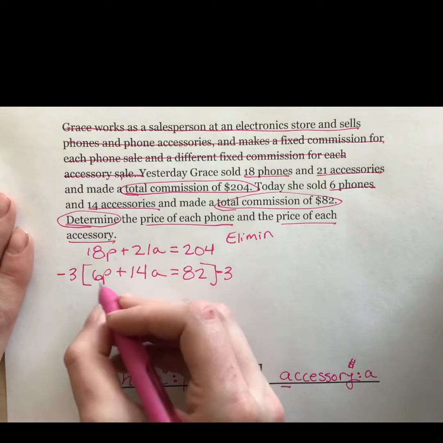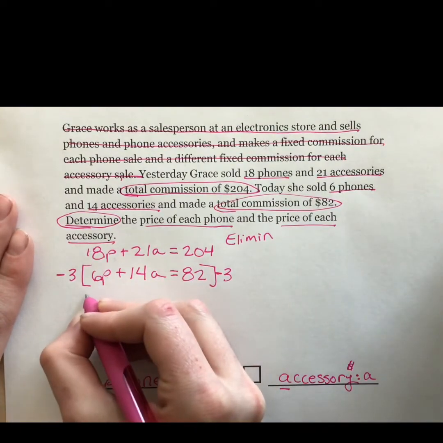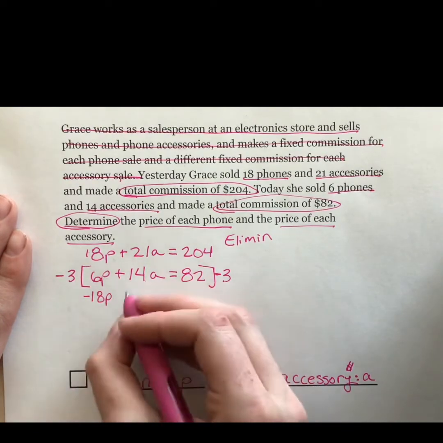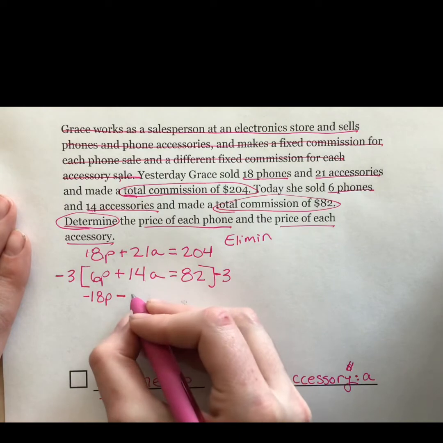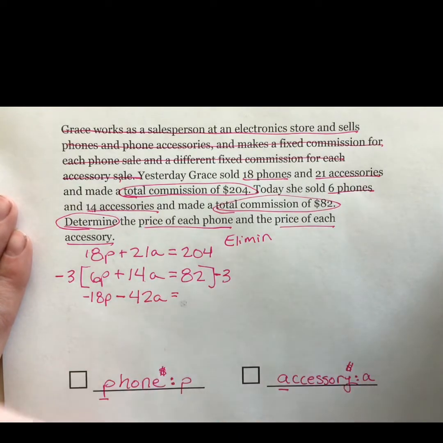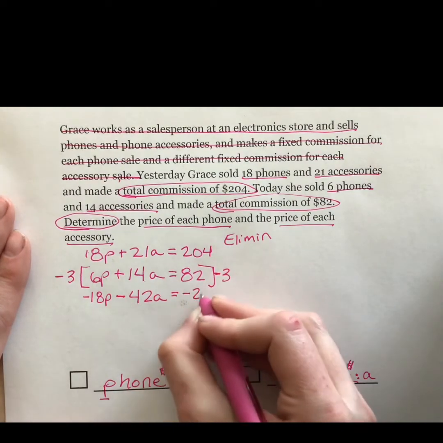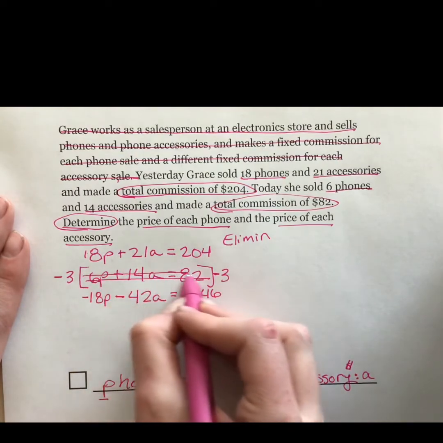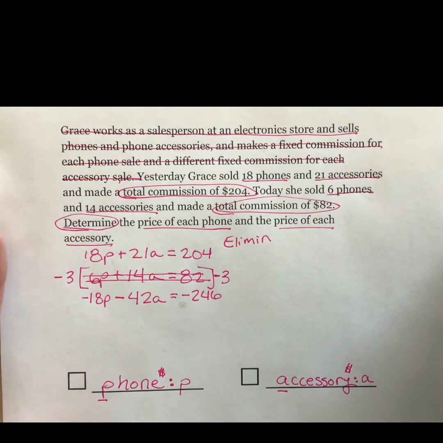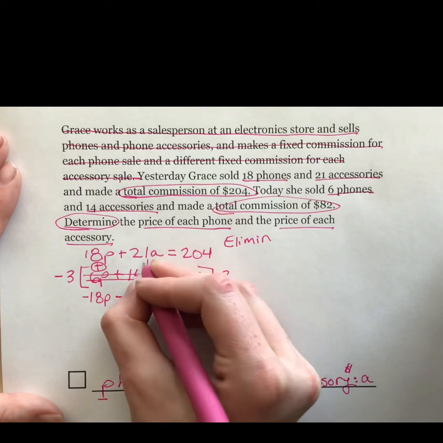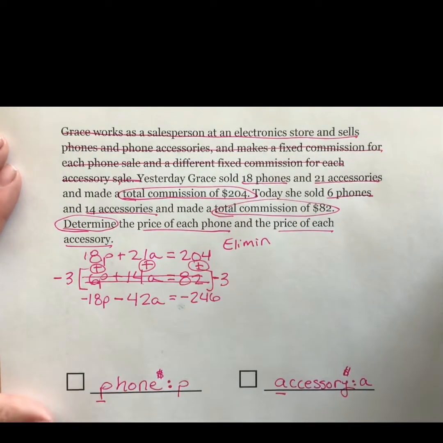Multiplying each part of my equation by -3, I would get -18p. 14 times -3 would give me a -42a. And 82 times -3 would give me a -246. I'm going to put a line through this equation because I don't need it anymore right now, but I might want to use it later when I have to solve for p. So now I'm going to add this top and the bottom equation at each point.